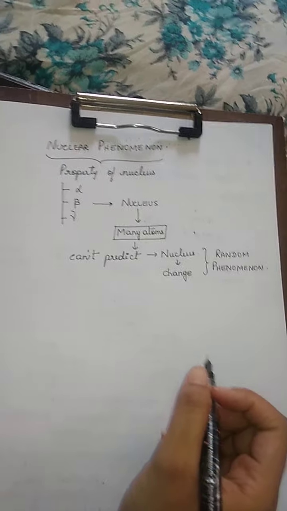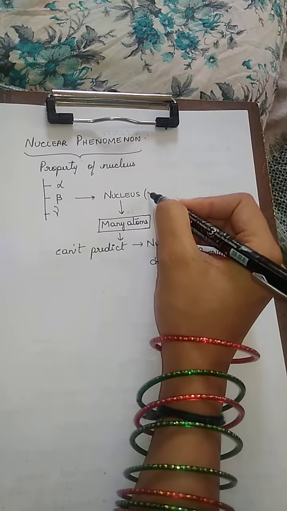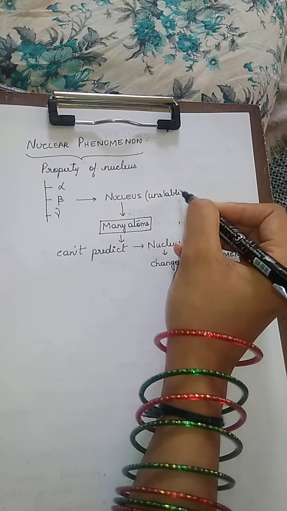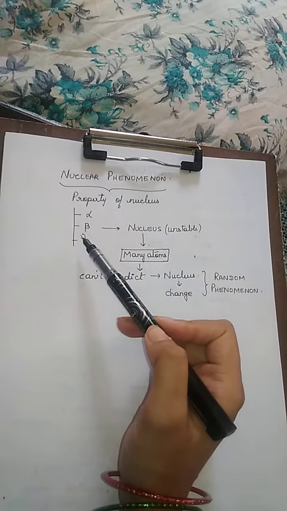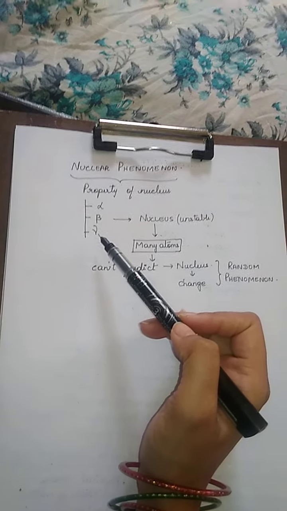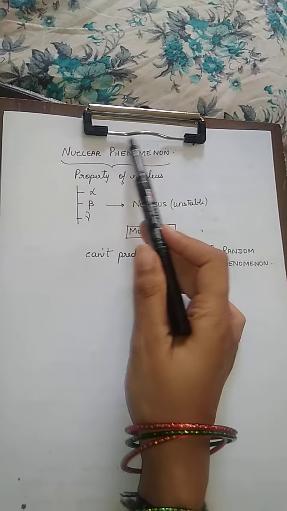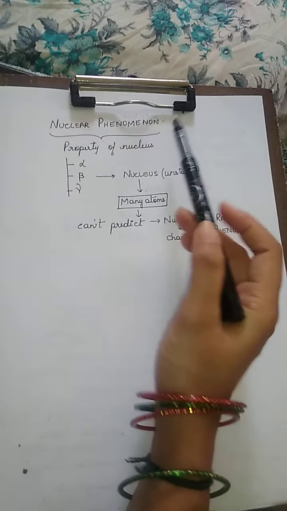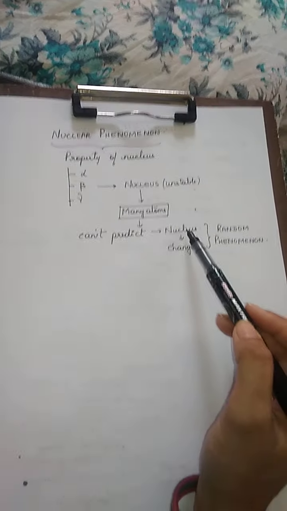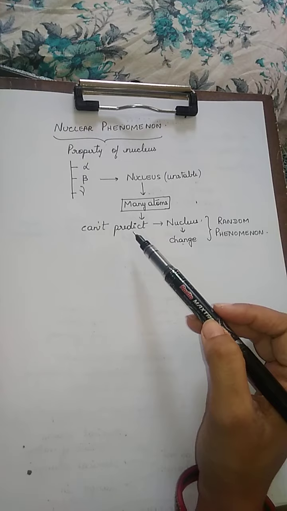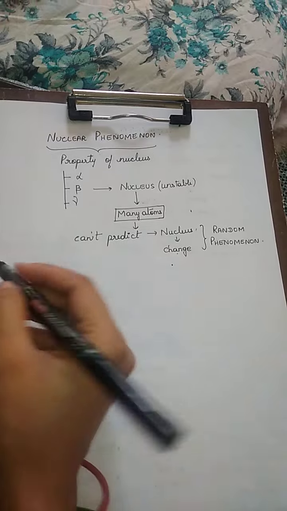Any change in the nucleus of an atom means the nucleus is unstable. Because of this, some sorts of radiations are emitted, which are alpha, beta and gamma radiations. Basically, this is a property of the nucleus, hence we can call it a nuclear phenomenon. As this salt contains many atoms, we cannot predict which atom or which nucleus has undergone the changes. Because of this, it is called a random phenomenon.